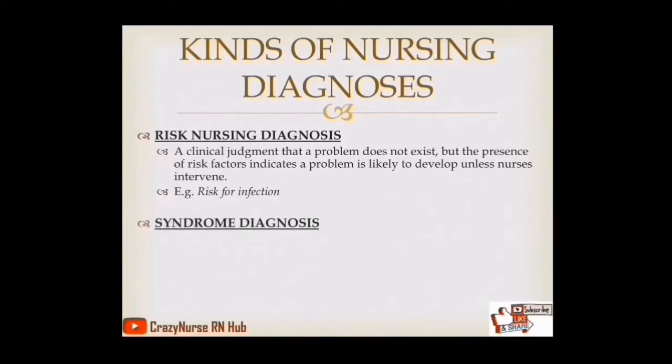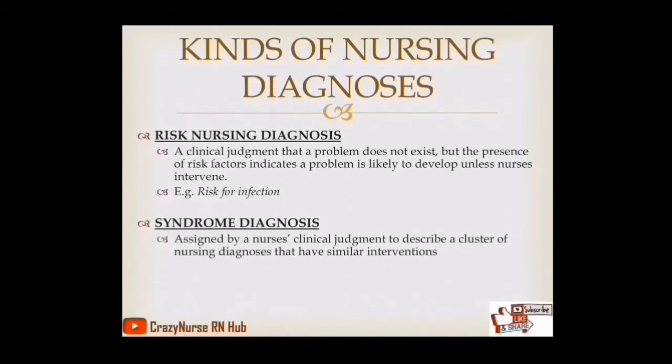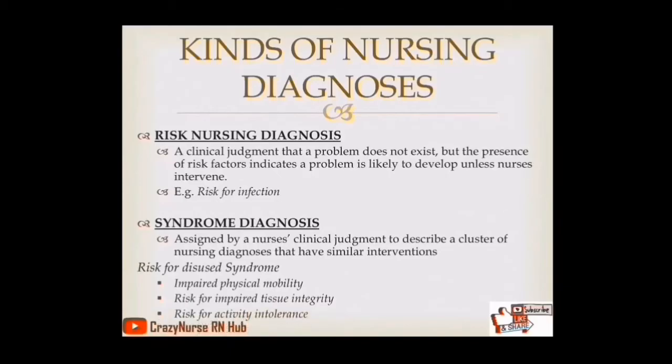Next is your syndrome diagnosis. It is assigned by a nurse's clinical judgment to describe a cluster of nursing diagnoses that have similar interventions, such as your risk for disuse syndrome, impaired physical mobility, risk for impaired tissue integrity, and risk for activity intolerance.